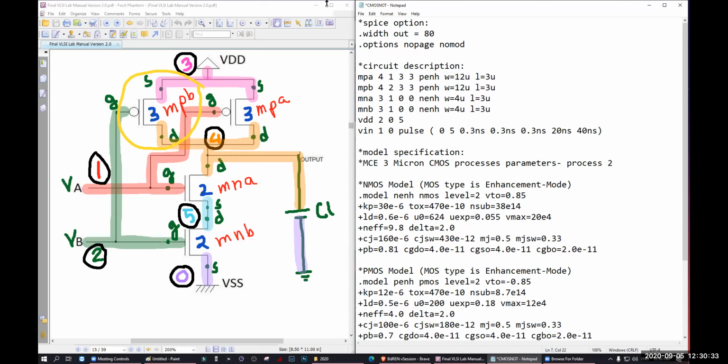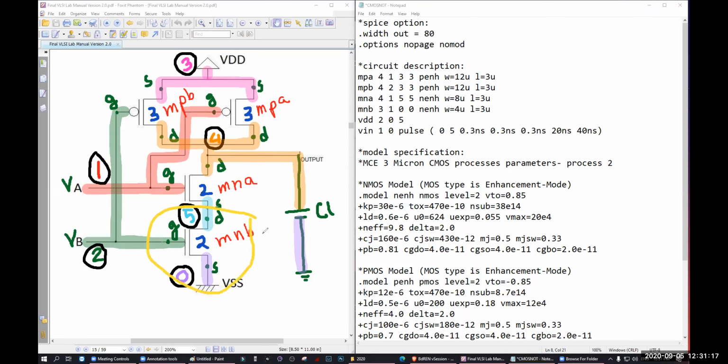Okay. Now go to MNA, NMOS. This one. Yes, sir. Now again, drain, gate, source, body. What is the drain? 4. What is the gate? Gate will be 1. Source? Source is 5. And body is also 5. It is N type. What is the sizing? Sizing is 8. Okay. Next one will be MNB.